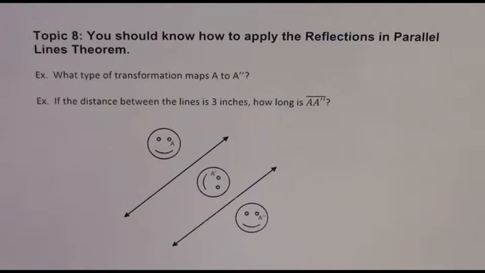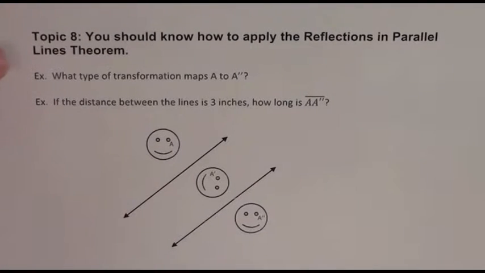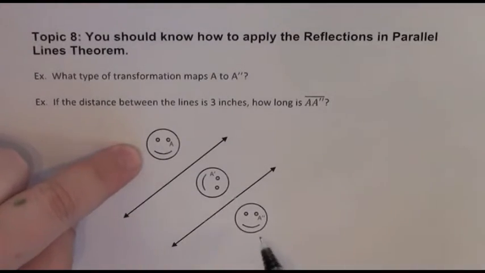Second part, if the distance between the lines is 3 inches, how long is the line segment A double prime? So it's a two-part question because the reflections and parallel line theorem has several parts. So the first question says, what type of transformation maps A to A double prime?